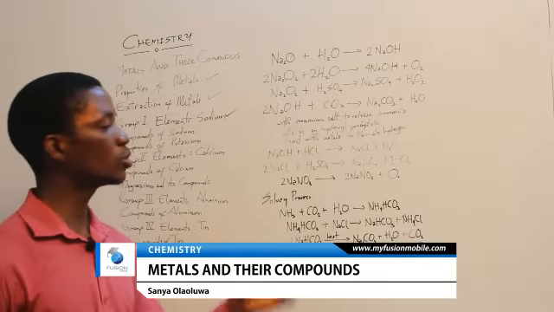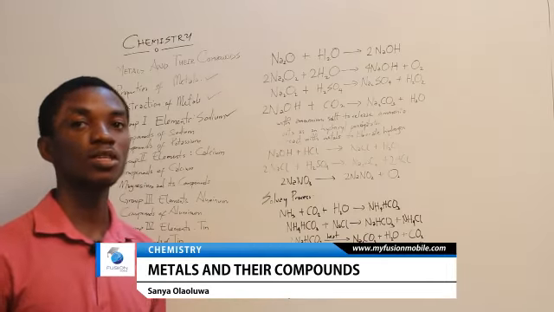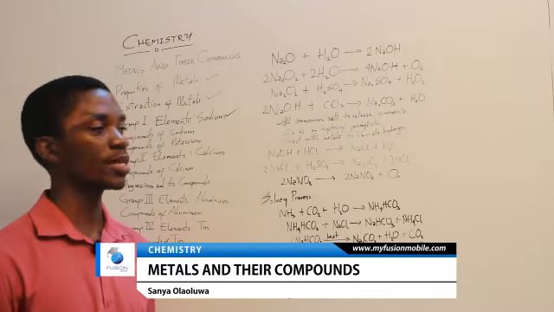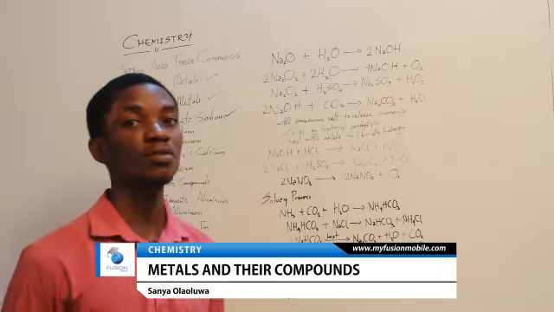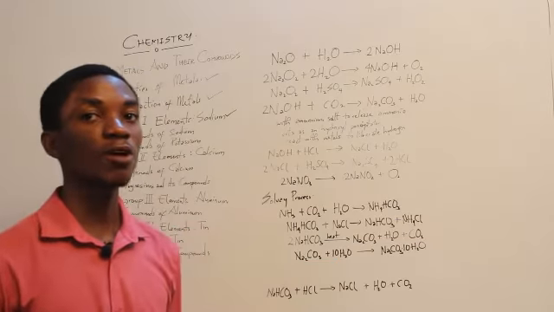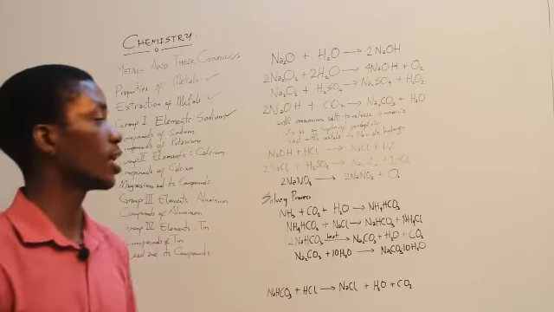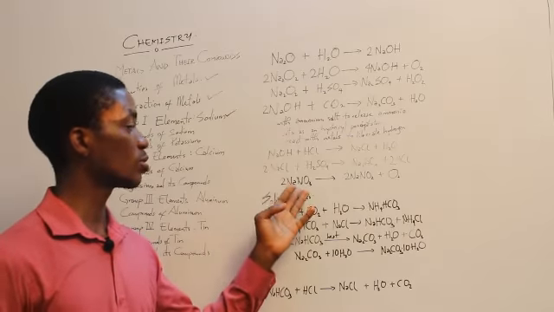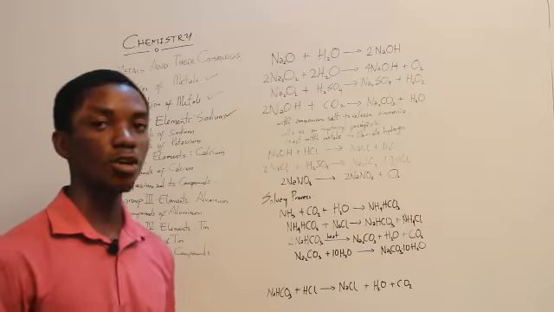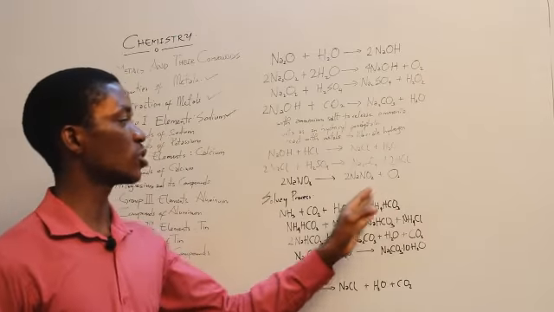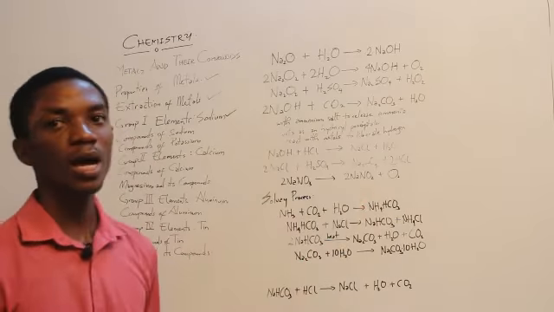When we talk about sodium trioxonitrate 5, it can be produced in the laboratory by reacting sodium chloride with trioxonitrate 5 acid, and that will produce this particular salt, sodium trioxonitrate 5. But the salt, under heat, decomposes to liberate oxygen and produce sodium nitrite.